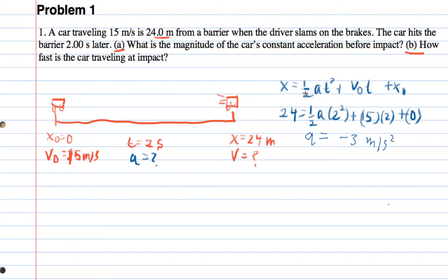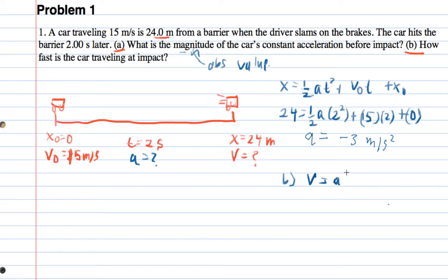Perfect. So they say magnitude of the car's constant acceleration. This is just a fancy word for absolute value. So we did happen to get part A first, but it doesn't really matter. Now, for how fast is the car traveling at impact, let's go ahead and get that now.